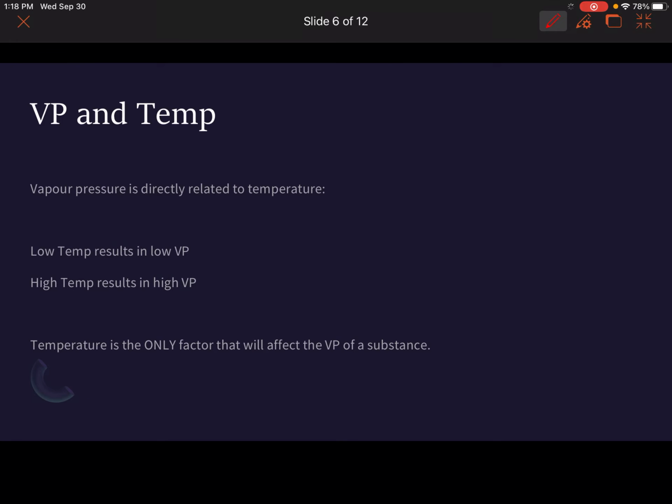Now, there is a relationship between vapor pressure and temperature. Vapor pressure is directly related to temperature, which means low temperature is low vapor pressure. Those are directly related there. Temperature is the only factor that's going to affect the vapor pressure of a substance, which makes sense.